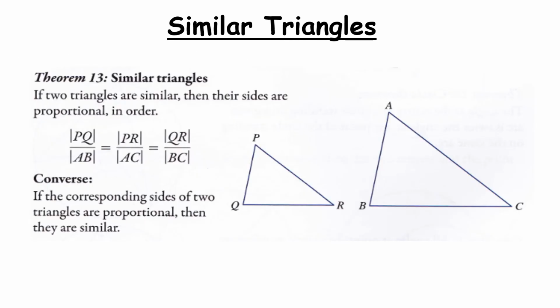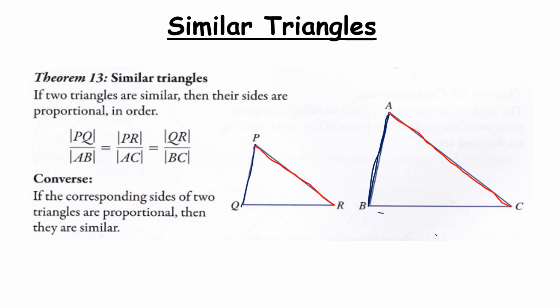So similar triangles, the theorem we look at is Theorem 13. So two triangles are similar if their sides are proportional. So PQ divided by AB, so this side here divided by this side here, will be the exact same as PR divided by AC. Now we're going to talk about that as a scale factor, or you can plug that straight into the formula here. Notice that this theorem, the converse is also true.